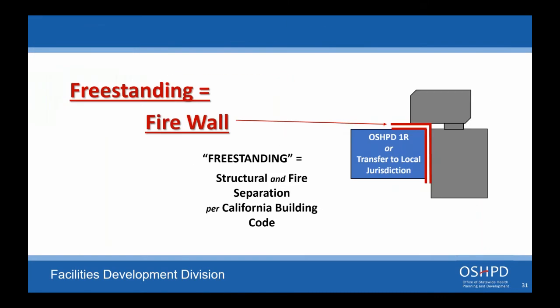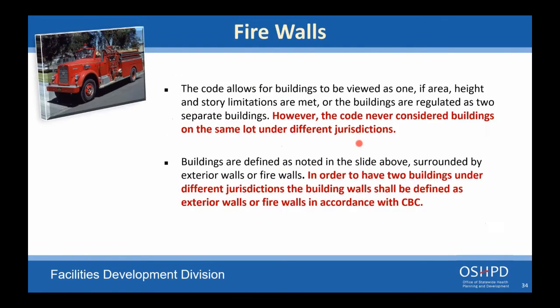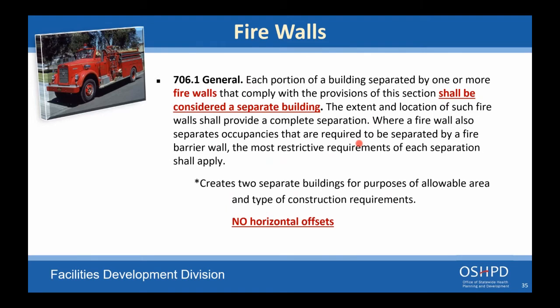I'm going to jump back and show you, this is what we're talking about. So this is going to be your separate building, and that's why you have the firewall. So each portion of a building separated by one or more firewalls that comply with the provisions of this section shall be considered a separate building. Okay, the big thing here is if one building collapses due to the fire, the other one is not affected, or affected minimally, by the fall. Okay, if you have different occupancies in the different buildings, the most restrictive requirements of the separation shall apply.